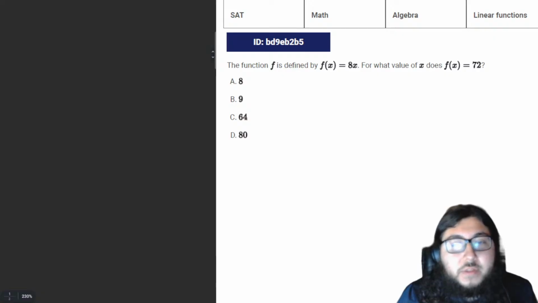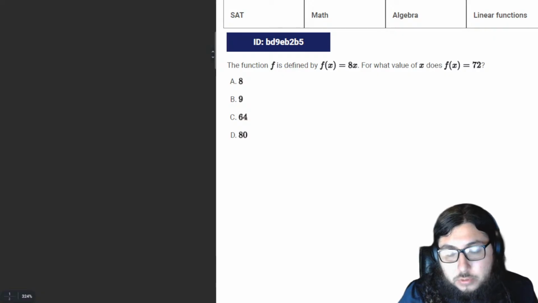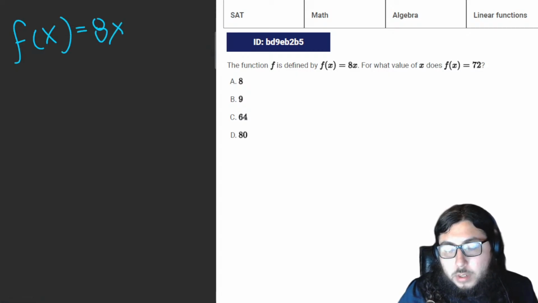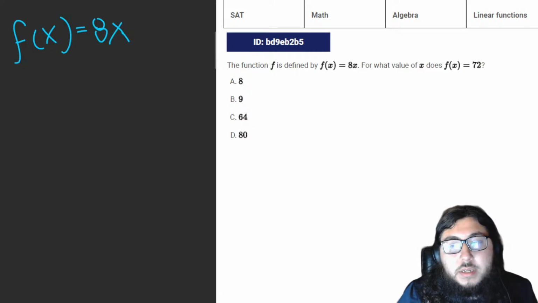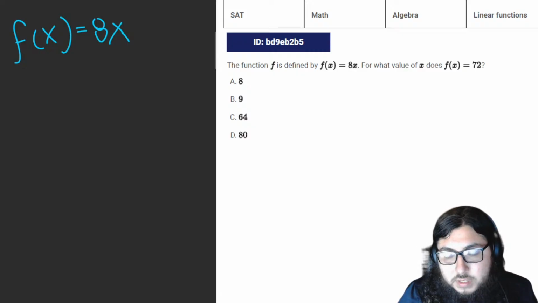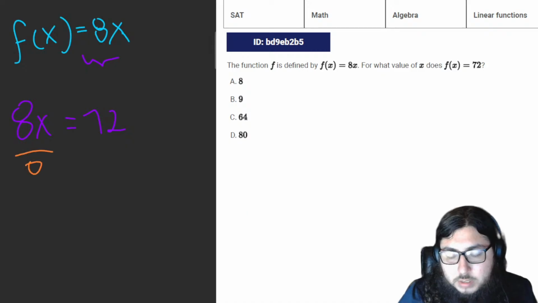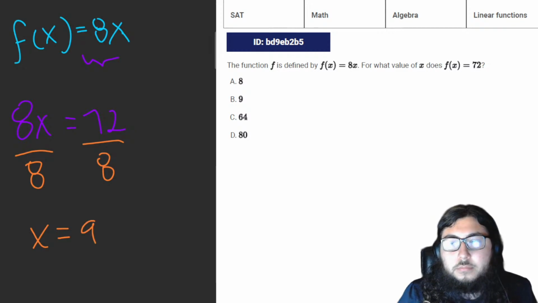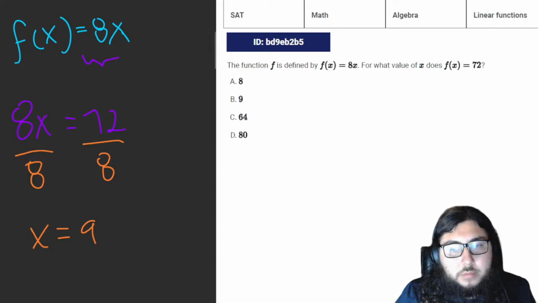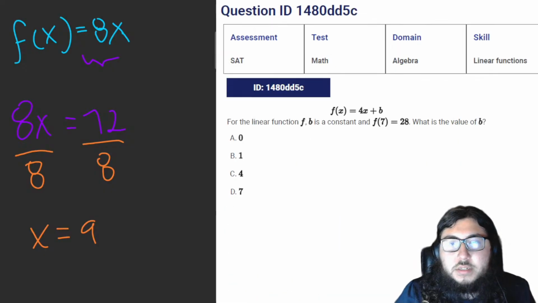So the function f is defined by f of x is equal to 8x. For what value of x does f of x equal 72? If we set the right-hand side 8x equal to 72 and solve for x by dividing by 8 on both sides, you get that x is then equal to 9. So your answer would then be B. If there are no questions about that one, we'll go ahead and move on to the next one.